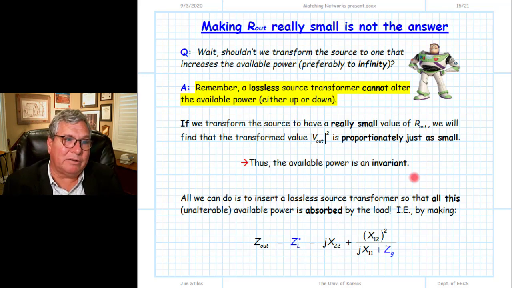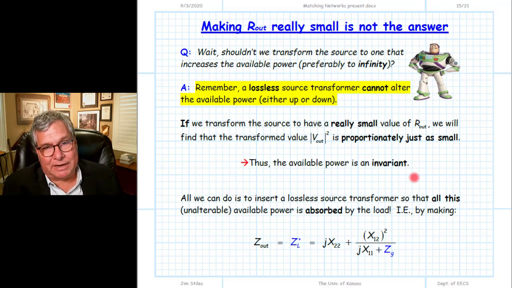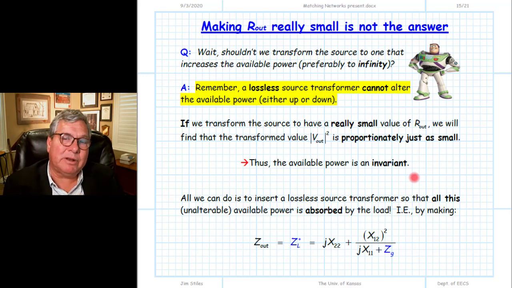Ultimately, if we want to try to increase the available power of our source, we need to attach an active device to it, an amplifier, and that's how we would increase the available power of that source.